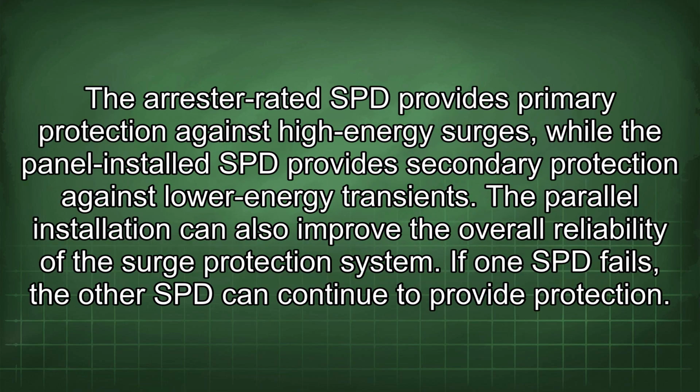The arrestor-rated SPD provides primary protection against high-energy surges, while the panel-installed SPD provides secondary protection against lower-energy transients. The parallel installation can also improve the overall reliability of the surge protection system. If one SPD fails, the other SPD can continue to provide protection.